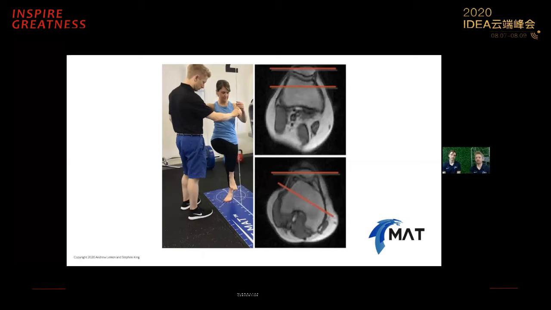We need to also think about how this joint might work. Not always is it about the patella just moving on the femur. We need to also think about how the femur might move underneath the patella. So this is why having a comprehensive assessment approach, Stephen, is so important.